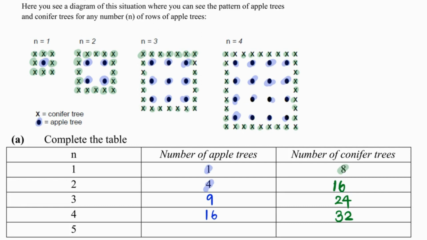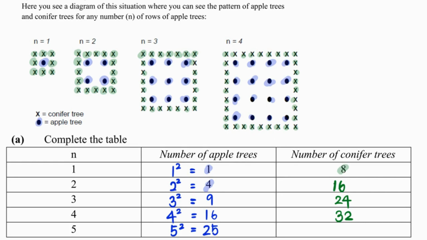If n equals 1, 1 square equals 1, because it is a square. If n equals 2, 2 square equals 4 apple trees. 3 square, 9 apple trees. 4 square, 16 apple trees. So you can actually see that it is 5 square, 25 apple trees.